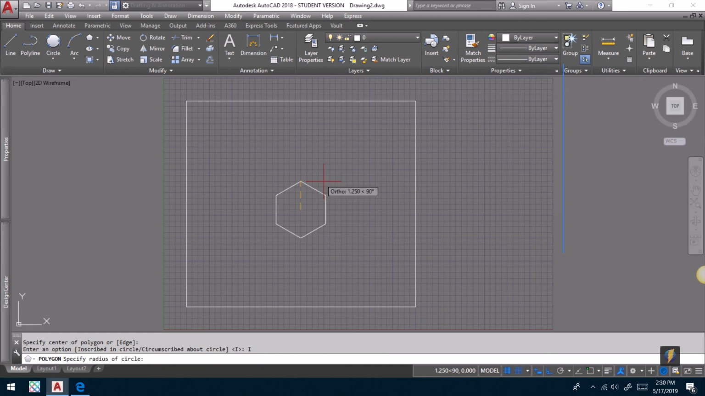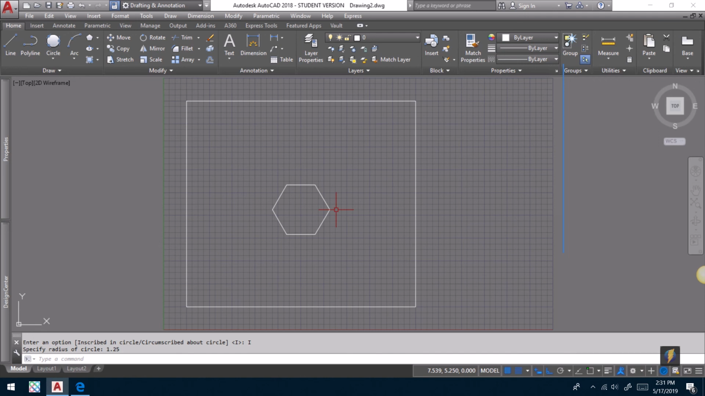So all I've got to know is the radius. What would be the radius between the center and that point? We'll just use the 1.25 that's popped up there. And that's my polygon. Again, the only difference is knowing how many sides. Now, the polygon automatically oriented itself. We're going to learn how to manipulate that in our modify tools by rotating a polygon in one of our later lessons. But that's essentially your polygon tool.